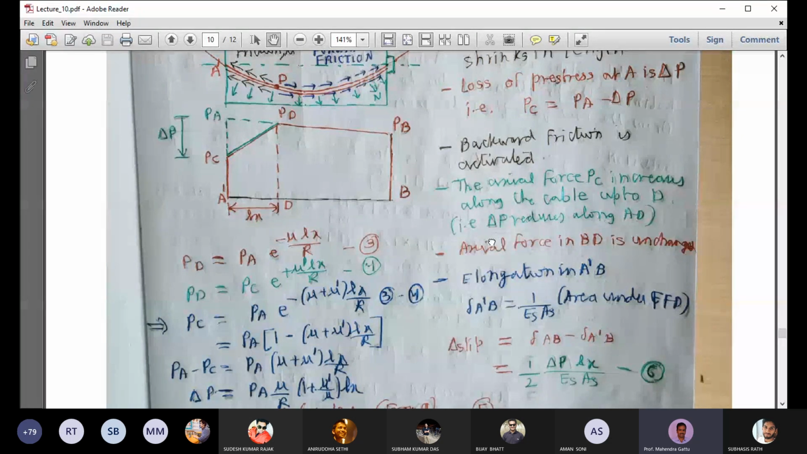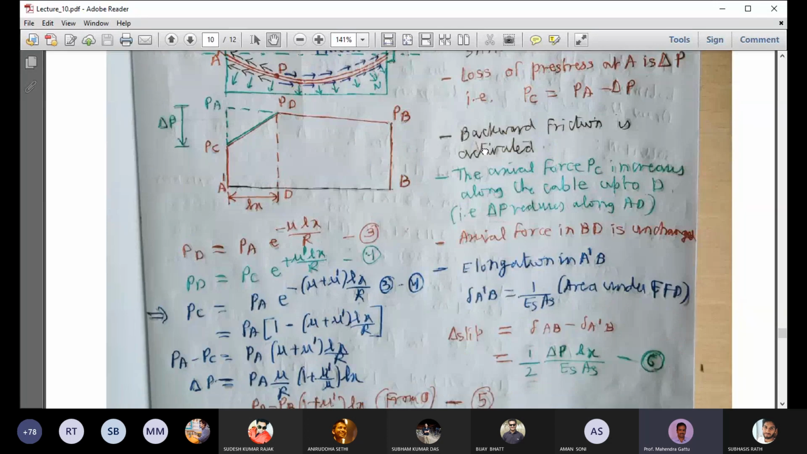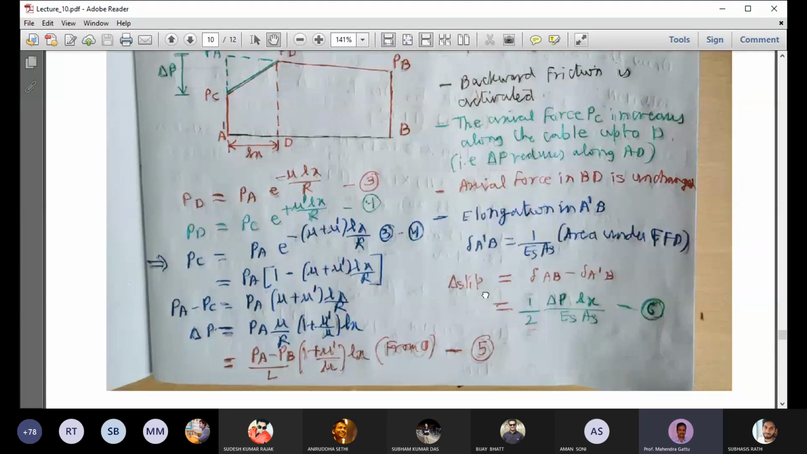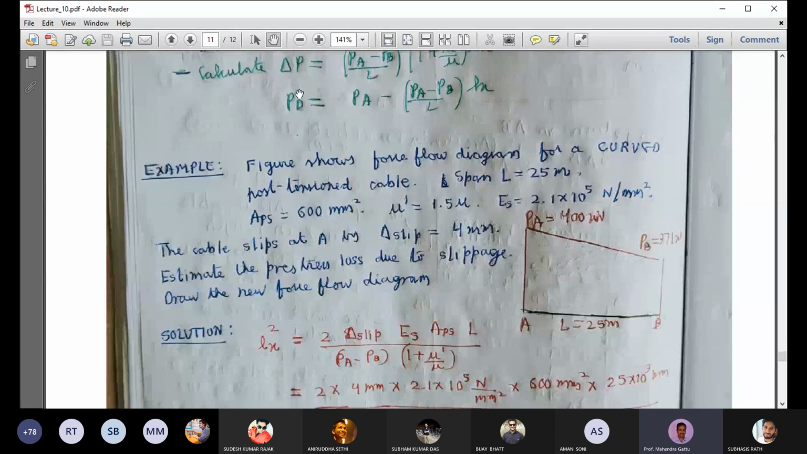Another thing is that initial elongation is the area under this curve, minus final elongation is the area under this curve. That is the area of the triangle. So that area of the triangle divided by E_s A_s will give the delta slip. So that is another thing we have used here. Delta slip is the area of the triangle by E_s A_s. Okay, so we can solve one problem and see what is happening there.